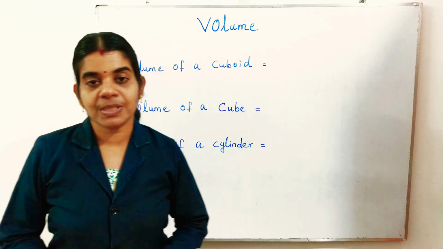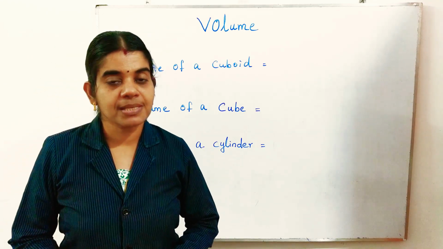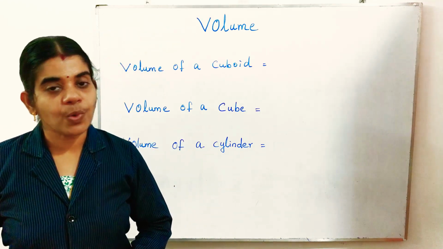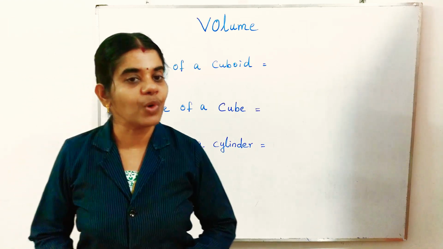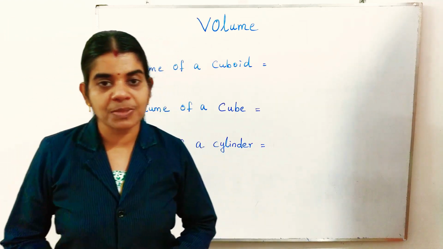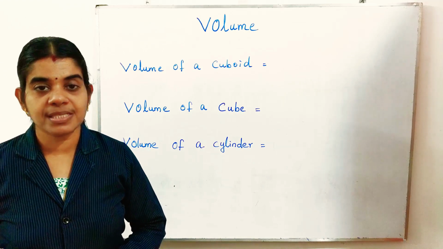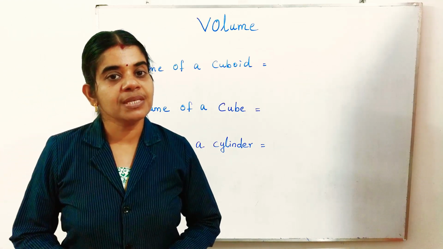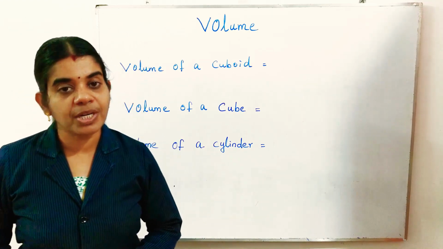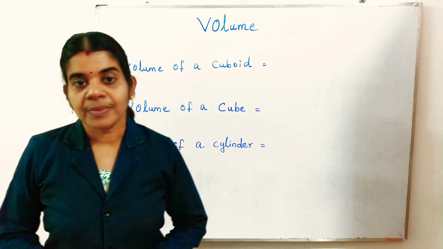We already discussed the surface area of solid shapes. Today we are discussing the volume of solid shapes. What do we mean by volume? In the case of a solid object, you already know that it needs space to occupy. The measure of the space occupied by a solid object is known as its volume.